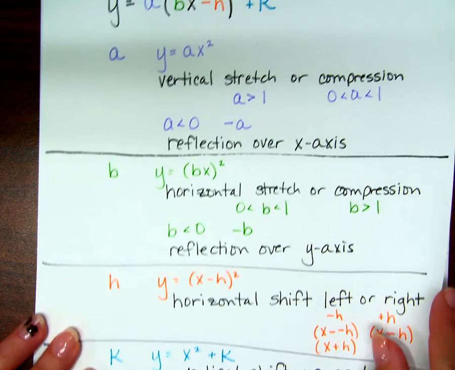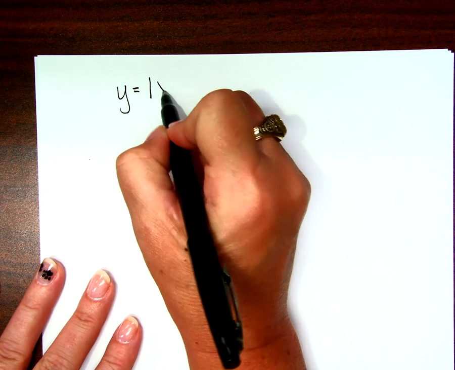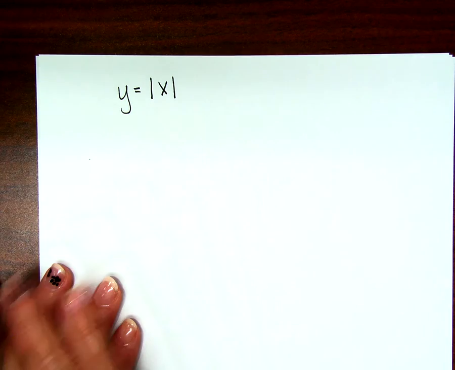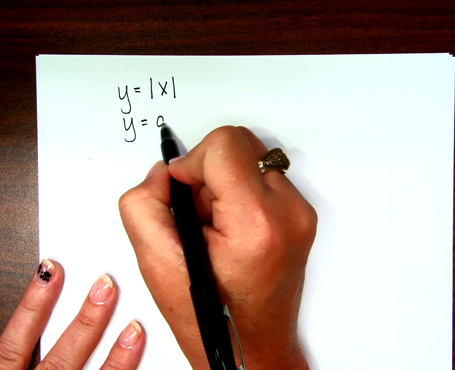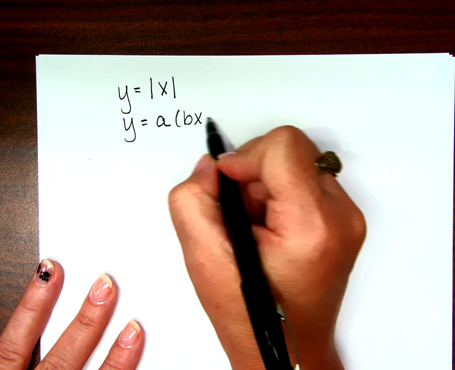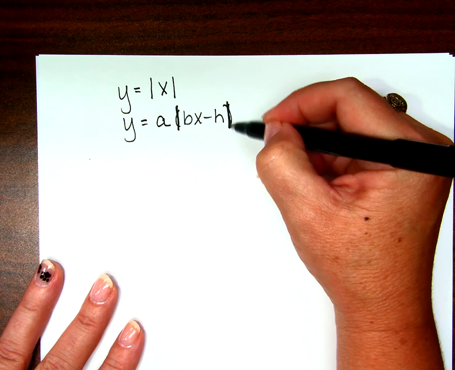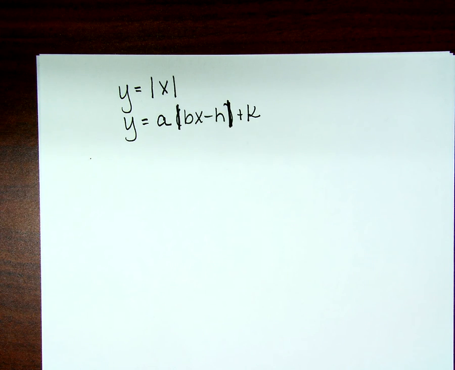Any questions about that? So here comes the part that some people struggle with, but not you. What if I started here? What parent function is that? Absolute value. So if I gave you this, except actually put those in absolute value bars. Tell me about A, B, H, and K. Boom.